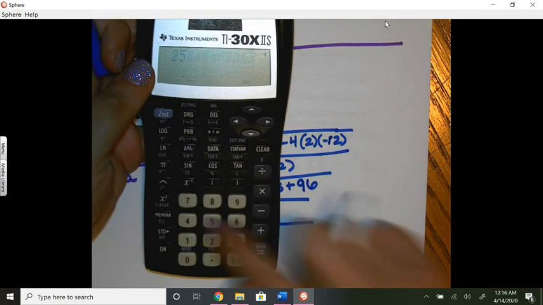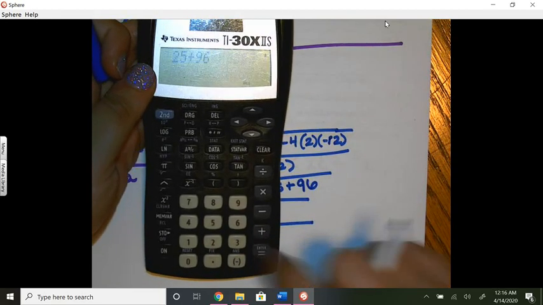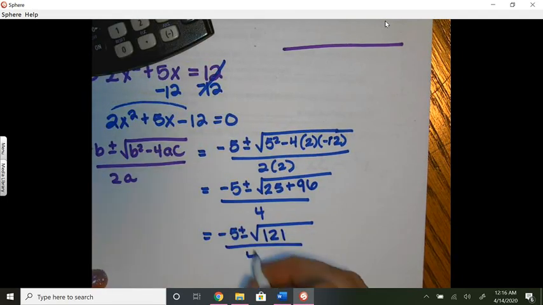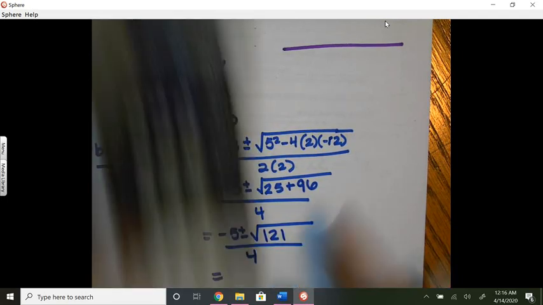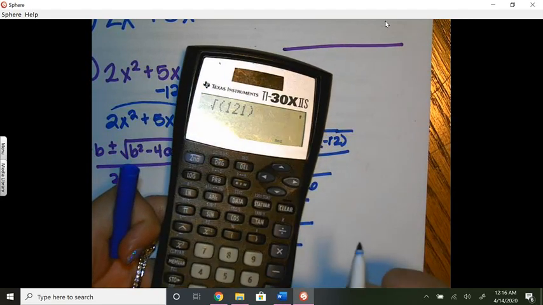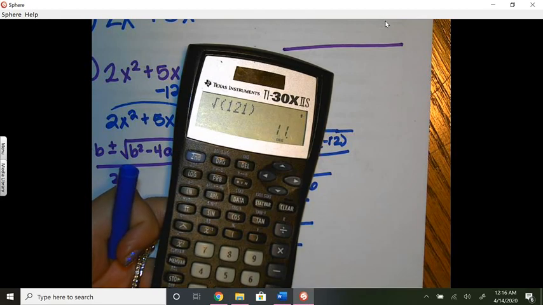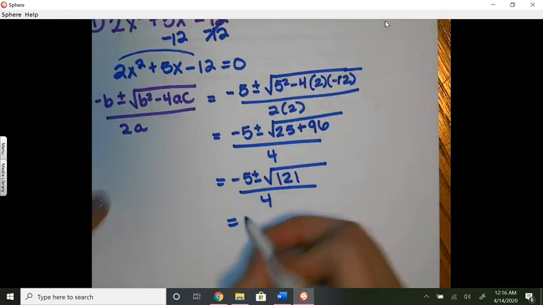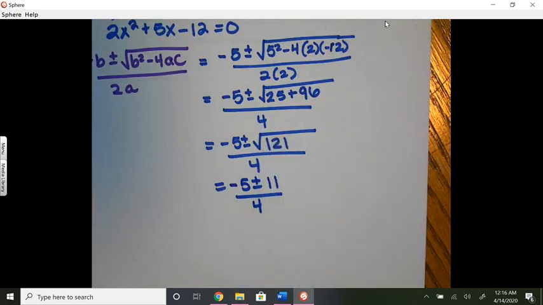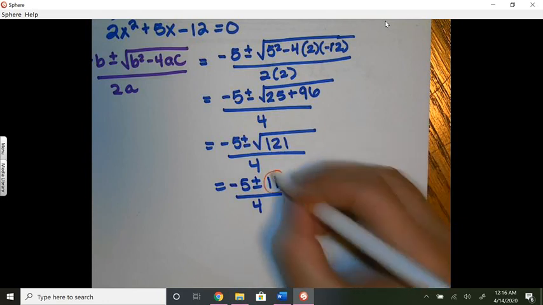So 25 plus 96 is 121. Then the square root of 121. What times itself is 121? That's 11. So negative 5 plus or minus 11 over 4. Whenever the radical goes away, just as a review, it means this was factorable. So when there's no radical here, we could have factored it instead.